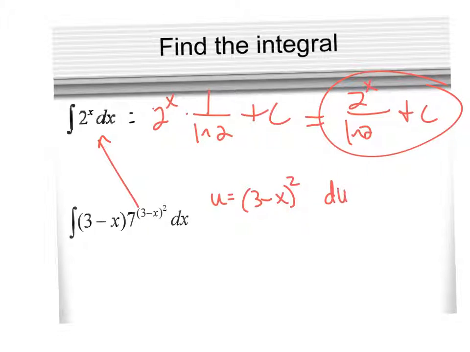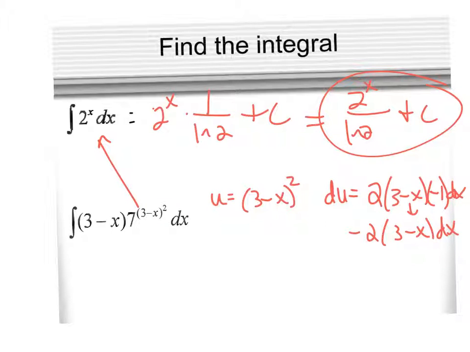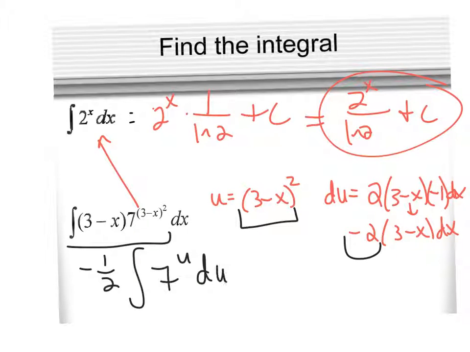Okay, so that means that du is going to be 2 times 3 minus x times negative 1, so be careful, because the derivative of negative x is negative 1, and then dx, and that's multiplication going on with the negative 1. So it's really negative 2 times 3 minus x dx. There's no negative 2 in the original equation. However, there is a 3 minus x, so we can factor out that negative 1/2 because we want to cancel out that negative 2. And now we can integrate 7 to the u, because look, that's what u is, du.